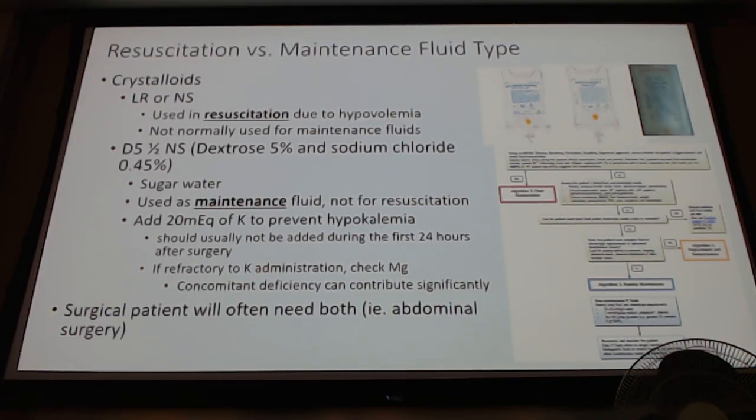Alright, crystalloids, we kind of already talked about this. LR, NS, D5 half, basically sugar water. We use it for maintenance. We add the 20K to prevent hypokalemia. Sometimes we do both, not very often though. I won't ask that. If you go on the floor, sometimes we'll have different things running depending on what the patient needs, but for you guys, what I just said is what we're going to do, okay?